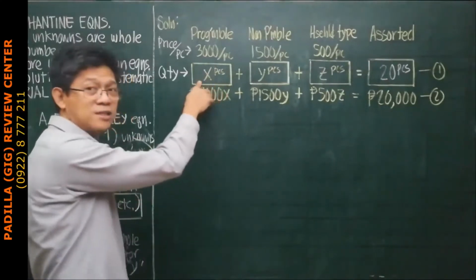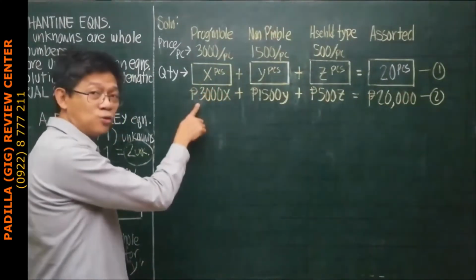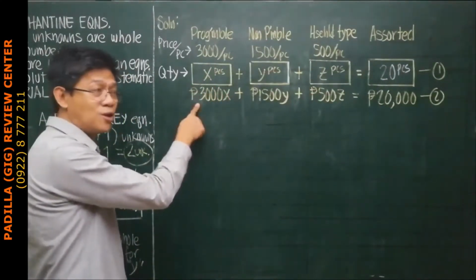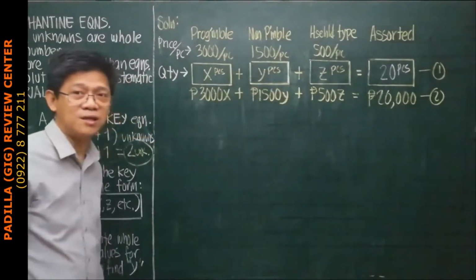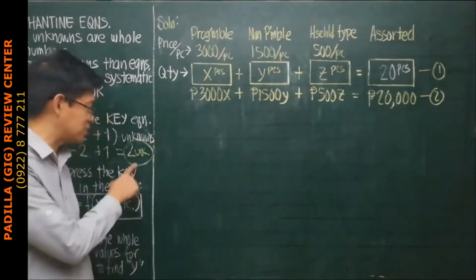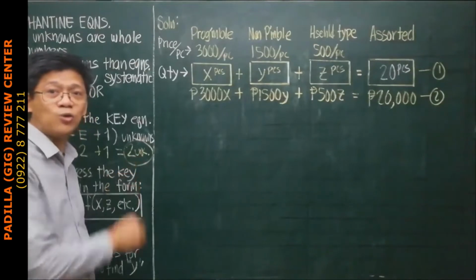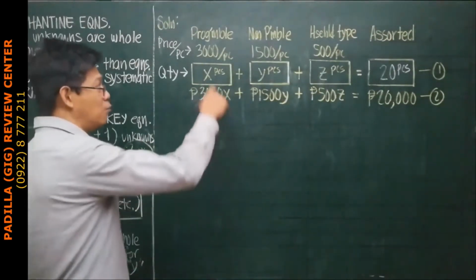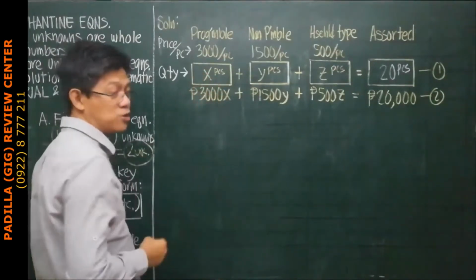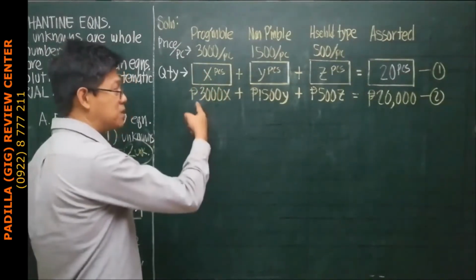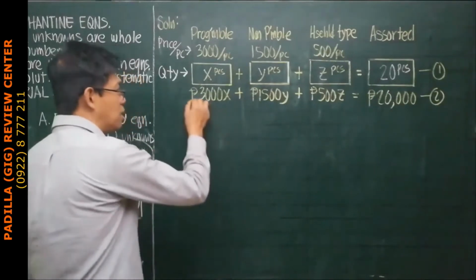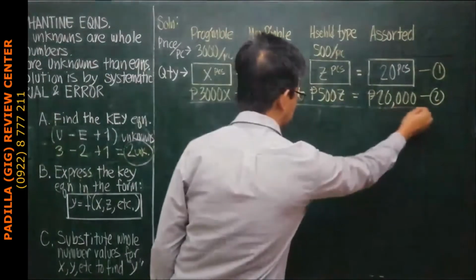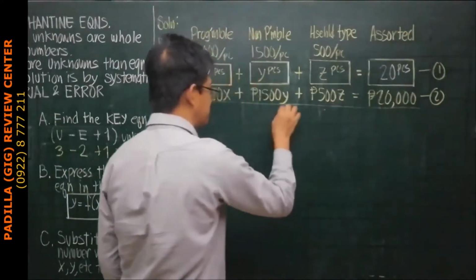This one has 3 unknowns. Equation 2 has 3 unknowns. So, both of them cannot be the key equation. The key equation must contain only 2 unknowns. So, how do we find that equation? We work out equation 1 and equation 2. Now, let me simplify first equation 2 by dividing everything by 500.